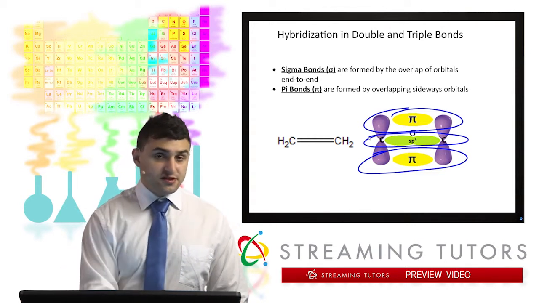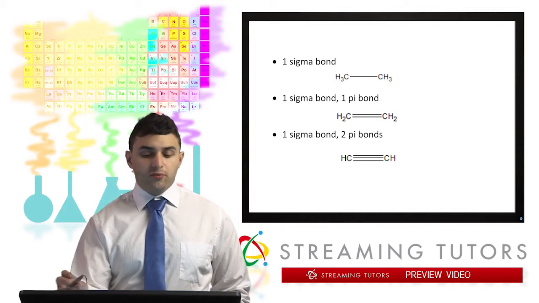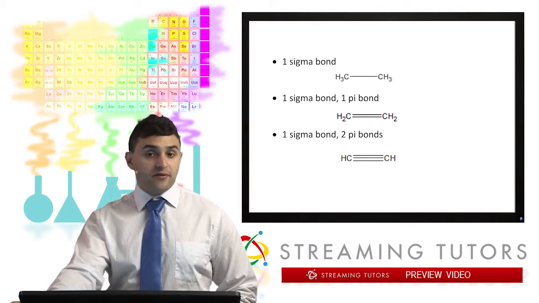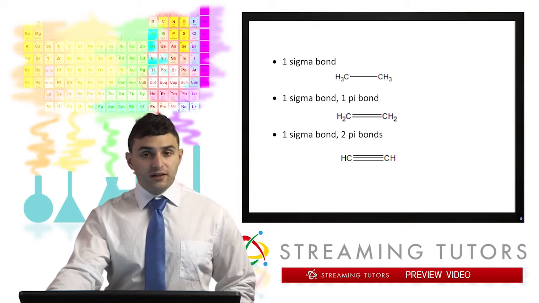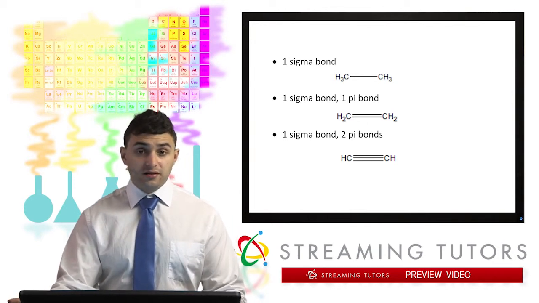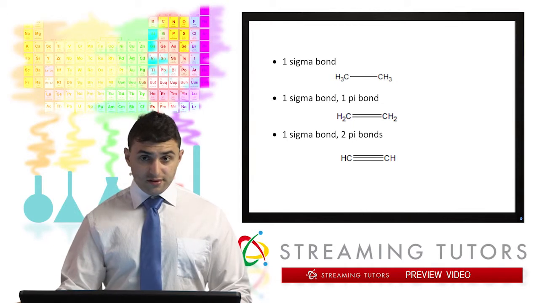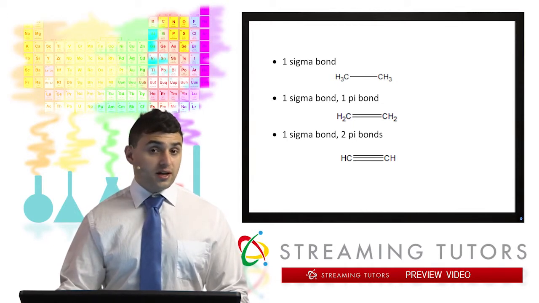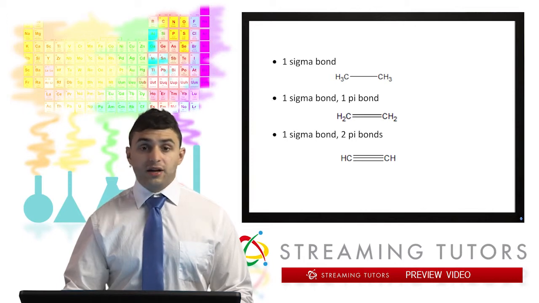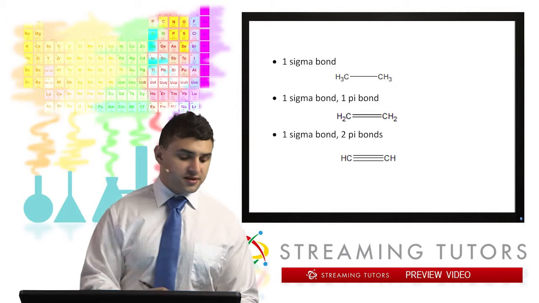So the basic rule for this is that in a single bond we have 1 sigma bond. In a double bond we have a sigma bond and a pi bond. And then finally in a triple bond we have 1 sigma bond and 2 pi bonds. So the important thing we're going to have to be able to do with this is count up in a molecule how many of each bond there is. How many sigma bonds, how many pi bonds. That's going to be the predominant important thing we're going to do with this.